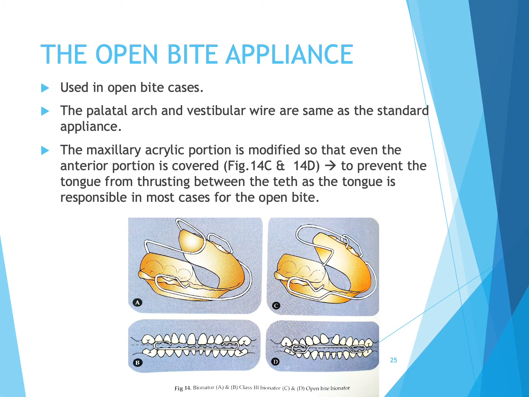The third type of Bionator is the open bite appliance. This is used in open bite cases. The palatal arch and the vestibular wires are the same as the standard appliance. The maxillary acrylic portion is modified so that even the anterior area is covered. Its purpose is to prevent the tongue from thrusting between the teeth, as the tongue is responsible in most cases of the open bite.